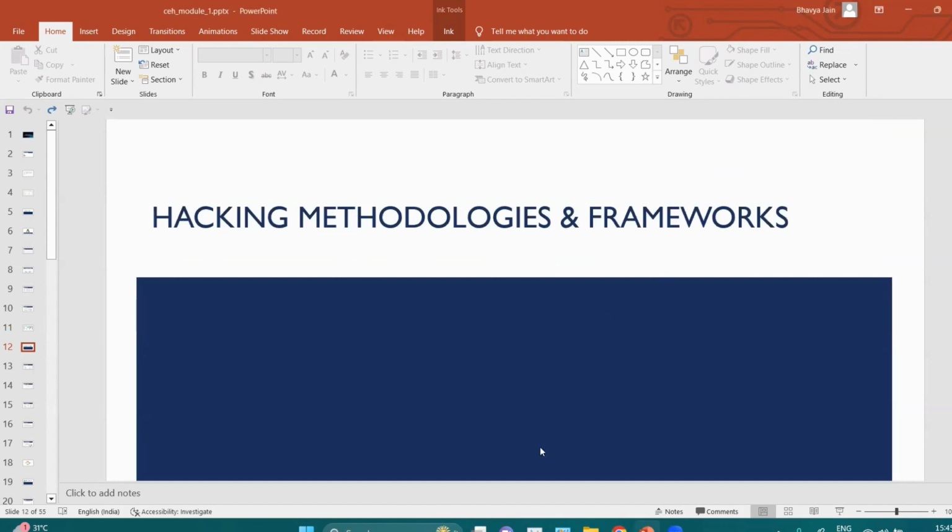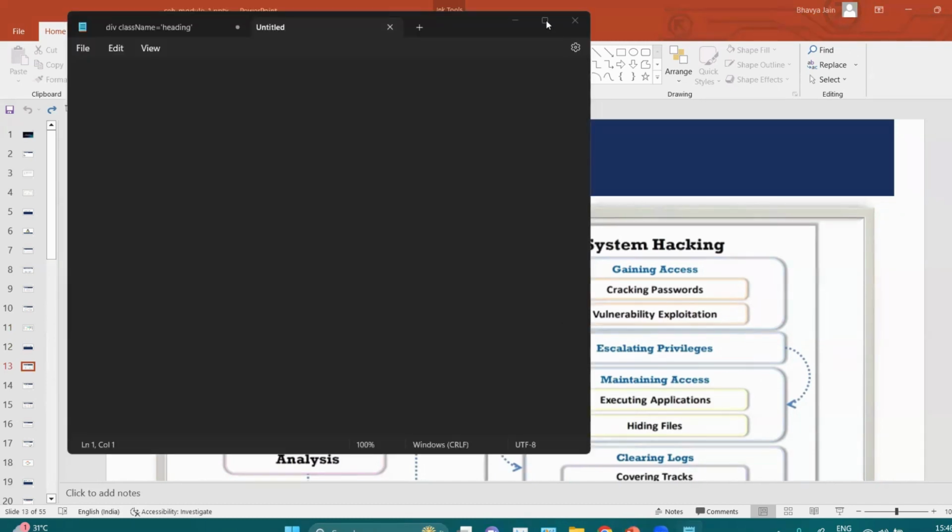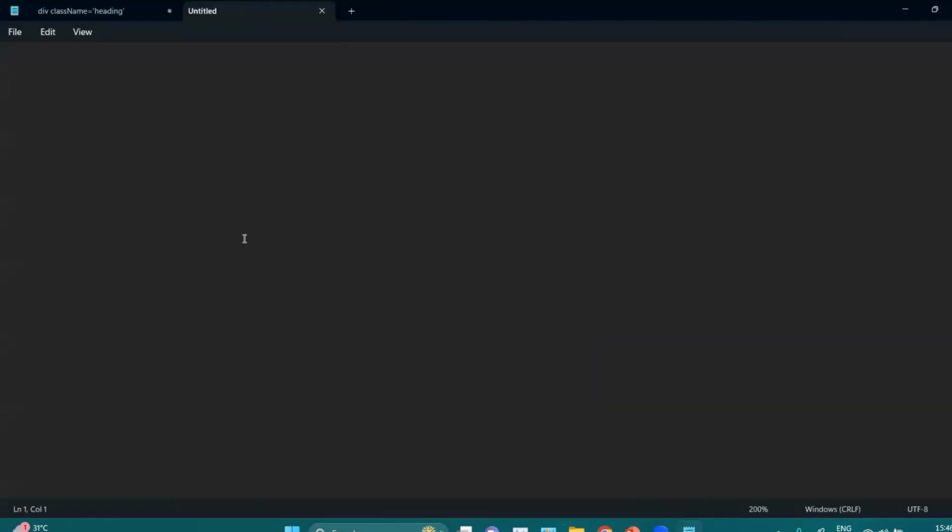Then we have hacking methodologies and frameworks. So first we have a simple methodology of hacking, which is known as CEH methodology. Let me show you that. So we have a simple methodology of hacking. Methodology is a step-by-step process we can apply in cybersecurity.